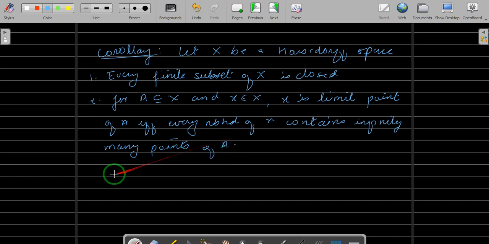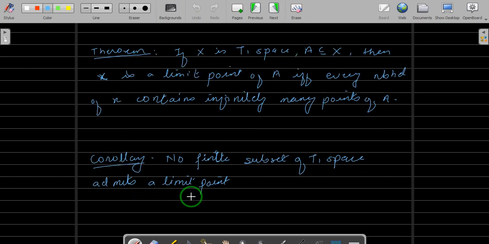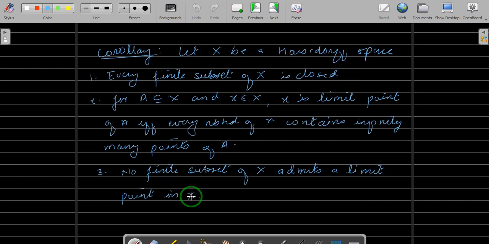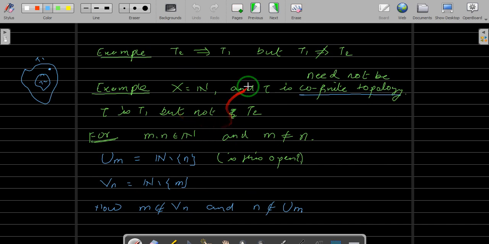And thirdly, we can also say that no finite subset of X admits a limit point in X. So if you have a finite set, it cannot have a limit point. In fact, we have just discussed it. This theorem and corollary also come from that corollary for the given theorem, because if you have a T1 space, then it will be a bigger set, and in that bigger set it will have the T2 spaces. So every T2 space will be a T1 space, but the converse is not true, and that fact we have also proved. Proved in the sense that I have given an example here. Right? The cofinite topology on N is a T1 space, but it is not a T2 space.